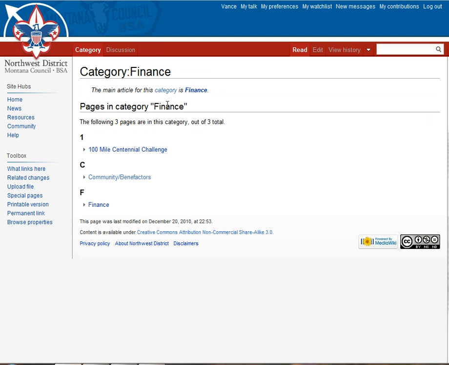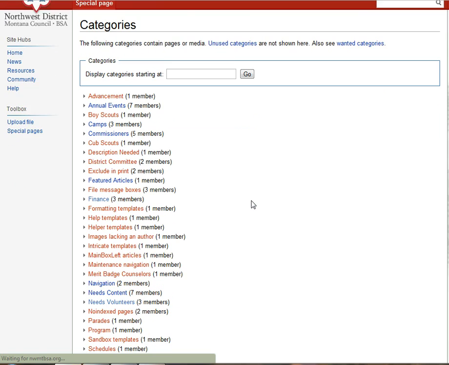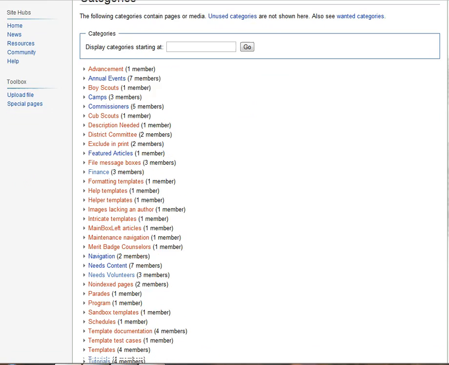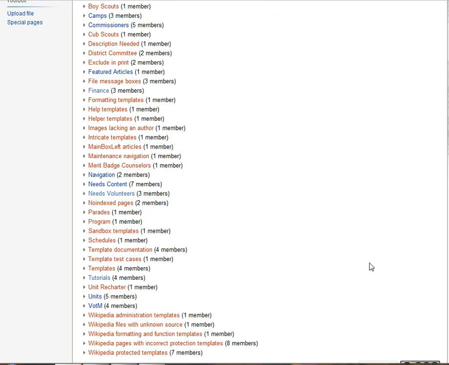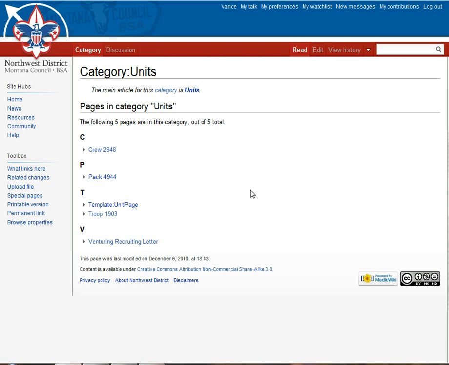For instance, we have a category called finance that shows 3 different pages or articles. These are all the different categories that we have here on our site. Let's pick the units one. So the category contains all the different articles that fall within that category.